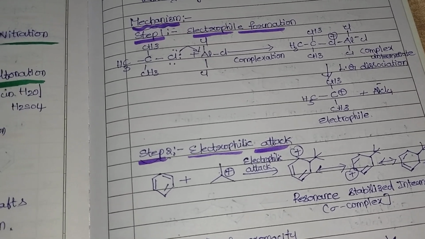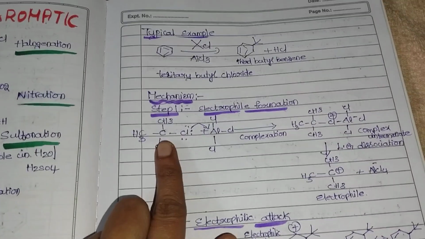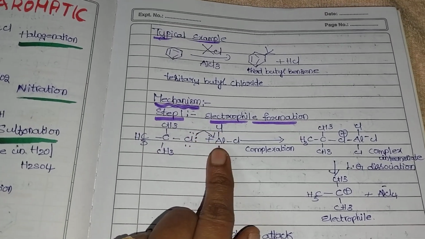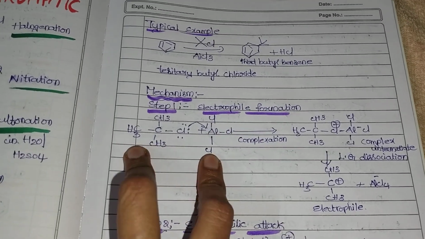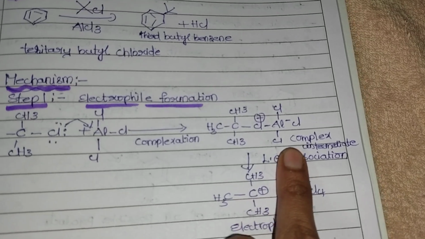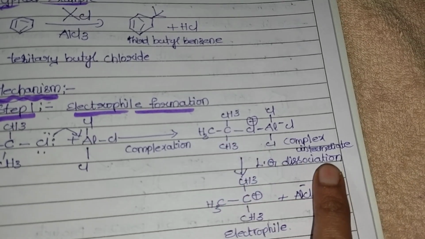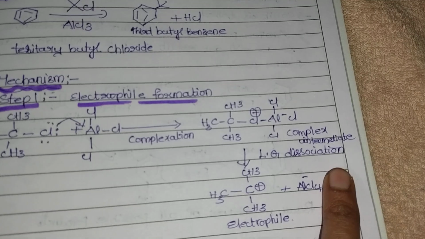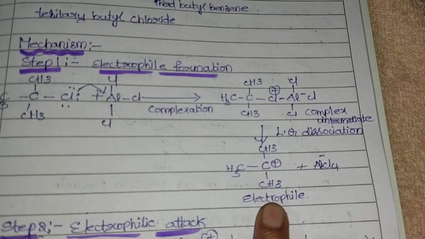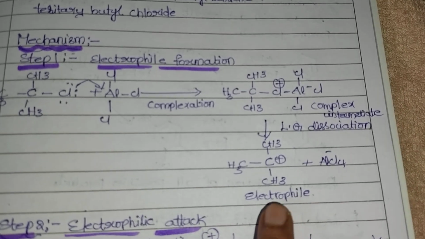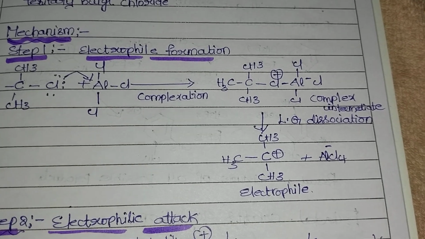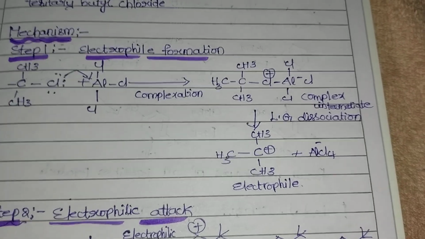How is the electrophile generated here? Very simple. Tertiary butyl chloride reacts with AlCl3. These two react with each other to form a complex. Complexation takes place to form a complex intermediate. In this, the leaving group dissociation takes place and the electrophile is generated. This electrophile which is generated is a carbocation, and this carbocation will attack the benzene ring.